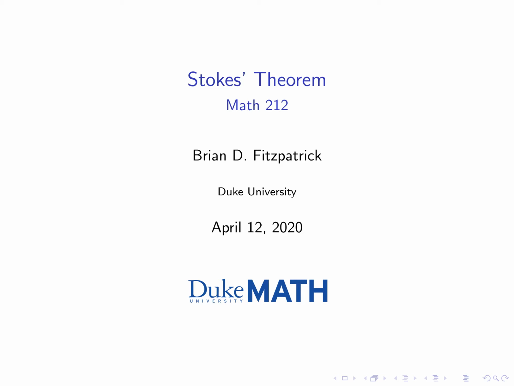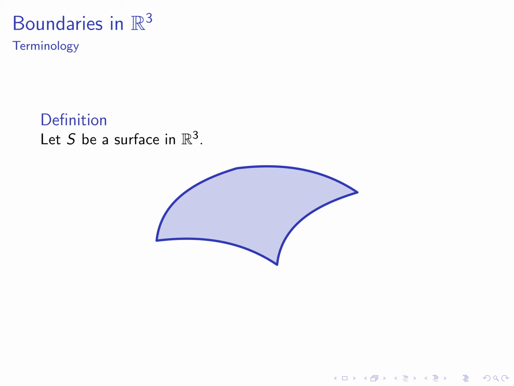What we'll find is that there's an analogy in 3 dimensions to Green's theorem called Stokes' theorem. So you'll find that this lecture sort of mirrors the structure of Green's theorem, because Stokes' theorem really is the 3-dimensional version of Green's theorem. So that being said, let's start by discussing boundaries in 3 dimensions.